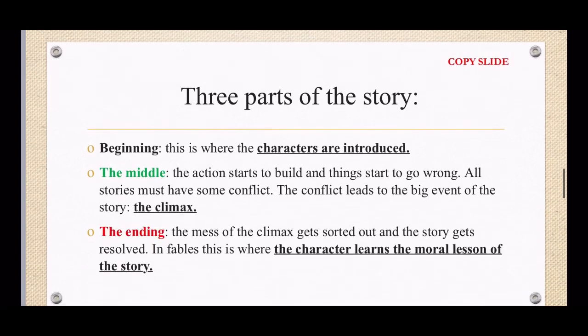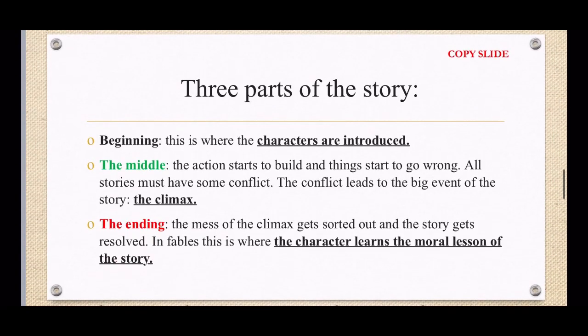So let's look at the three parts of the story. We all know that a story usually has a beginning, a middle, and an ending, right? Let's go more into depth about this. In the beginning of a story, this is where the characters are introduced. Usually when a story starts, they tell us who is in the story, which characters are in the story. They tell us their names and sometimes give us a background of what kind of character they are. Then we have the middle.